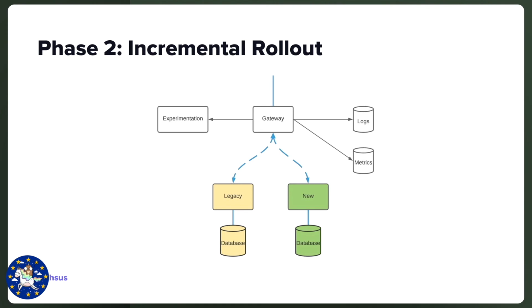So up until this phase, we had to maintain feature parity in both the systems as well. So if we wanted to update or add new features in our product, then we had to add them to both the systems. But once we started the incremental rollout, we added new features only to the new system.